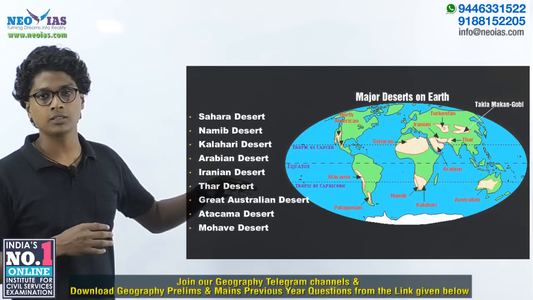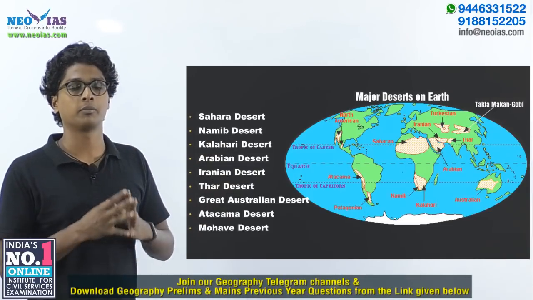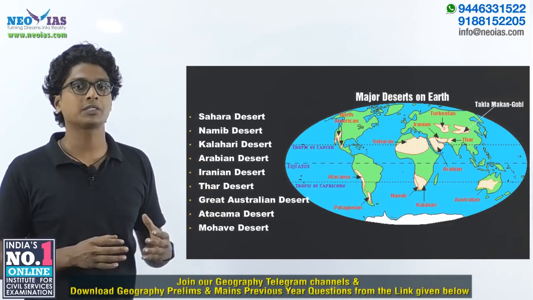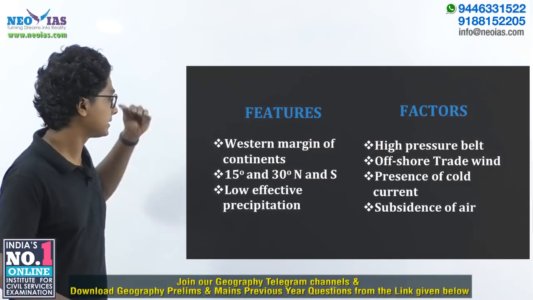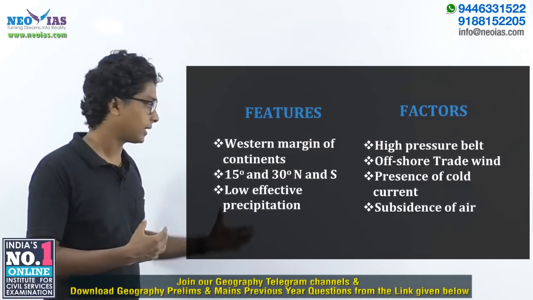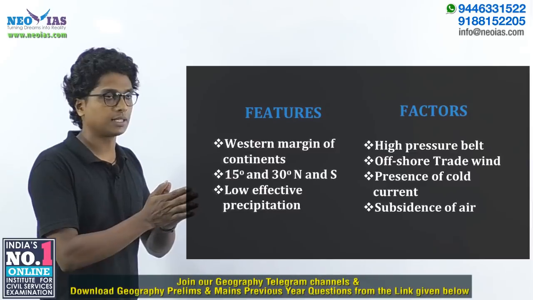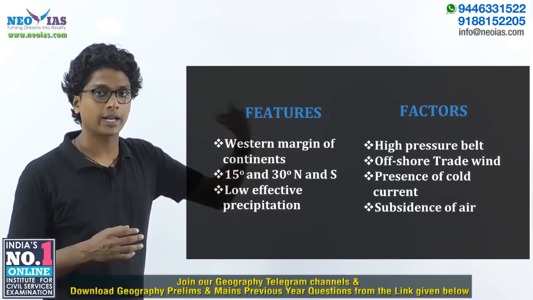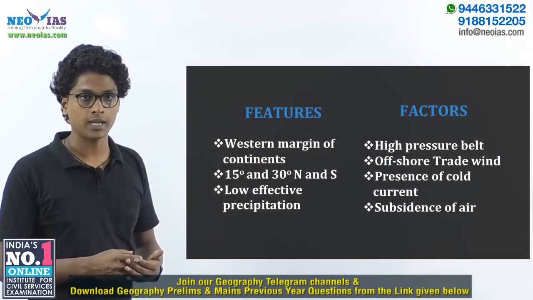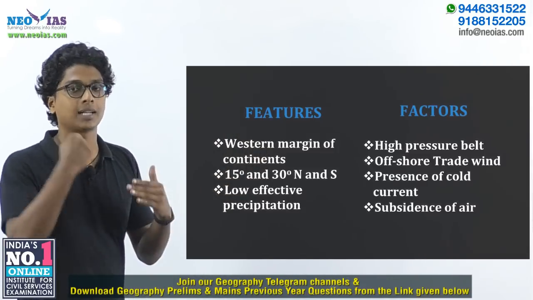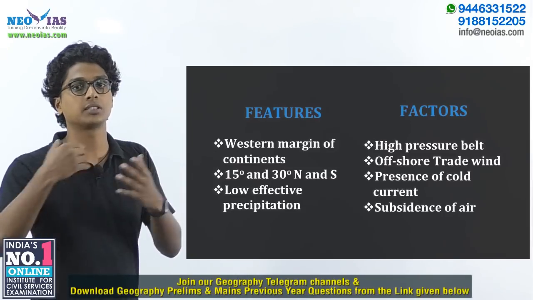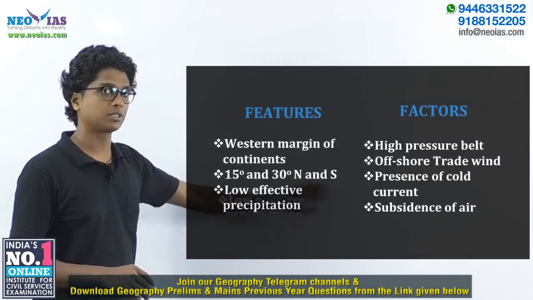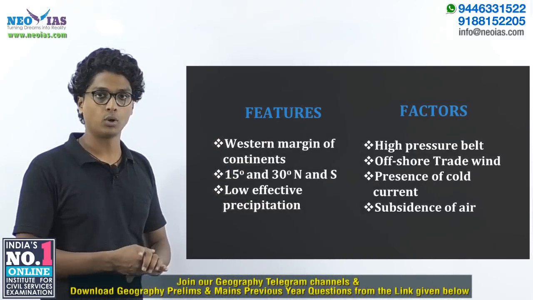One major climate-related thing about major hot deserts is that the effective precipitation is very low. Effective precipitation means precipitation that can sustain vegetative growth. In other words, if the temperature in a region is very high, then that region needs more rainfall to sustain vegetation. In the case of deserts, the temperature is high and they need more precipitation to sustain vegetation, which is not available in those regions. So we can say that low effective precipitation is a feature of major hot deserts.